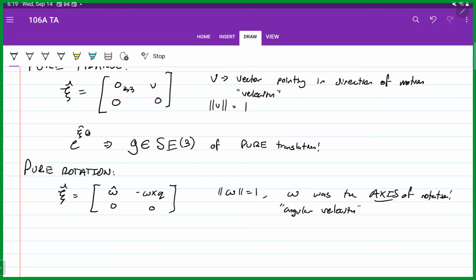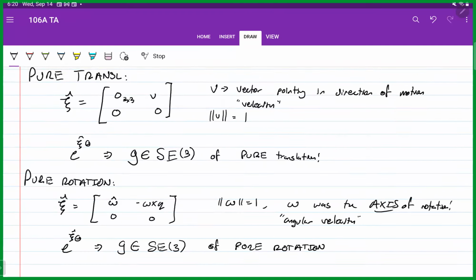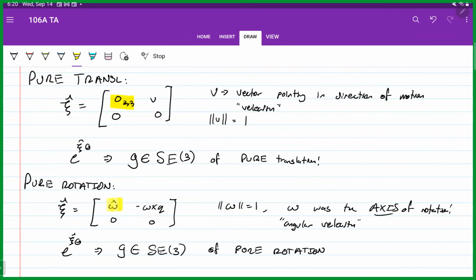So what similarities do we notice across these two xi hats? Even though e to the xi hat theta gives us a rotational transformation in SE3 of pure rotation, there are still some similarities across these different xis. Over here, we had a 3x3 matrix in both cases, because omega hat is a cross product matrix, 3x3. And over here, we had a velocity of some type. In the rotation case, remember, it was this extra component of velocity that helps us get our full expression for the time derivative at this point. And here, it was just this direction vector. But they were both velocity vectors in 3D space.